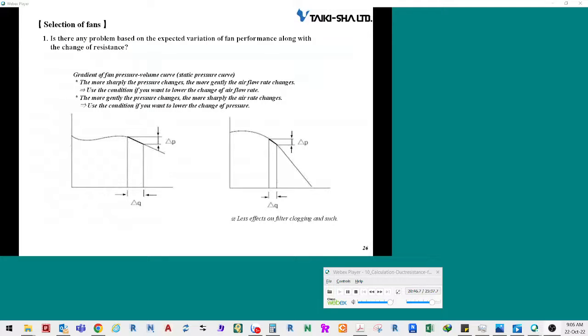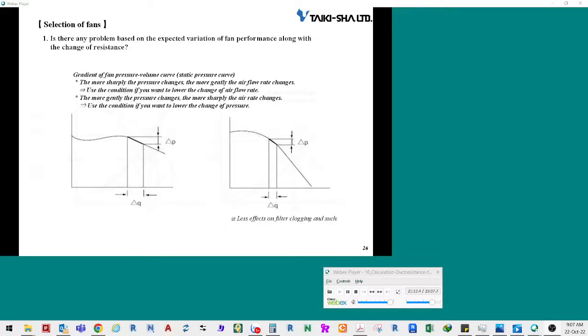Finally, some key points for selecting a fan will be described. 1. Is there any problem based on the expected variation of fan performance along with the change of resistance? Understand fan performance curves. After predicting how the behavior of fans varies, select an appropriate fan.